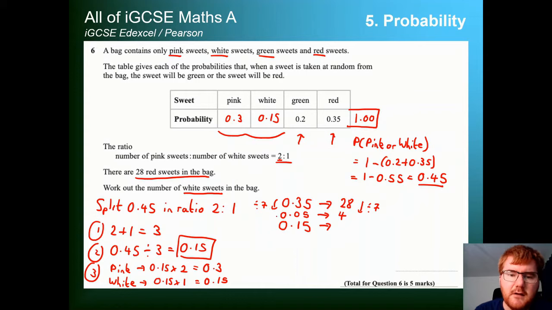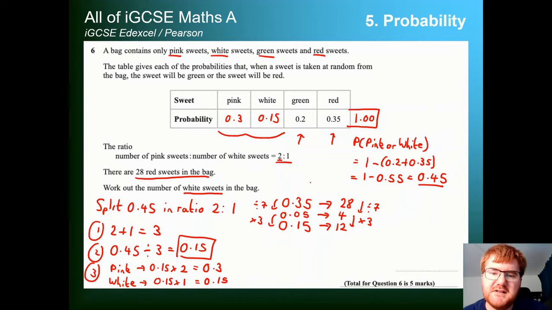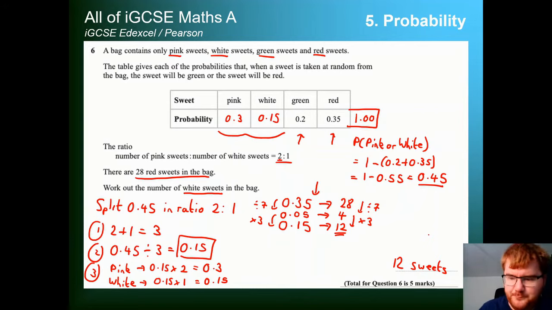But notice, what do I need to multiply 0.05 by to get to 0.15? Well, I multiply by 3 on both sides. And 4 times 3 is then equal to 12. So rather than having to work out a total amount of sweets in the bag and then find 0.15 of it, I've used this relationship, this proportion, to then work out the proportion for 0.15. So our final answer here for the white sweets is equal to 12, like so.